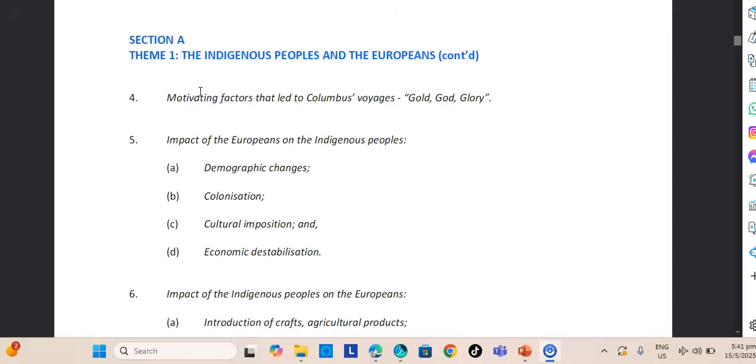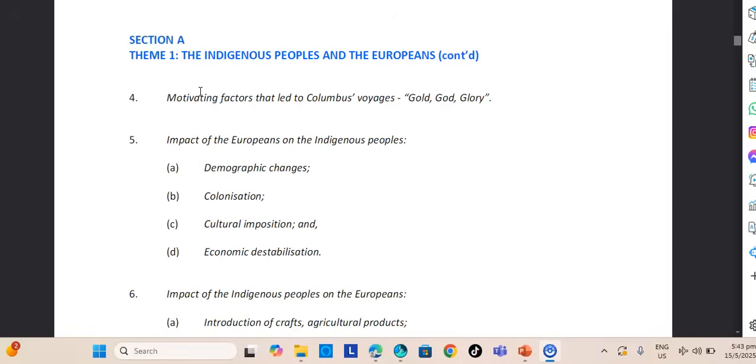Another motivating factor that led to Columbus' voyages: God, meaning religious motives. Columbus wanted to spread Christianity, and this was his major goal. The Spanish crown wanted to convert non-Christians, especially in newly discovered lands. Columbus himself was a devoted Christian who saw his journey as a mission to spread the Christian faith and find Christian allies such as the mythical King John.